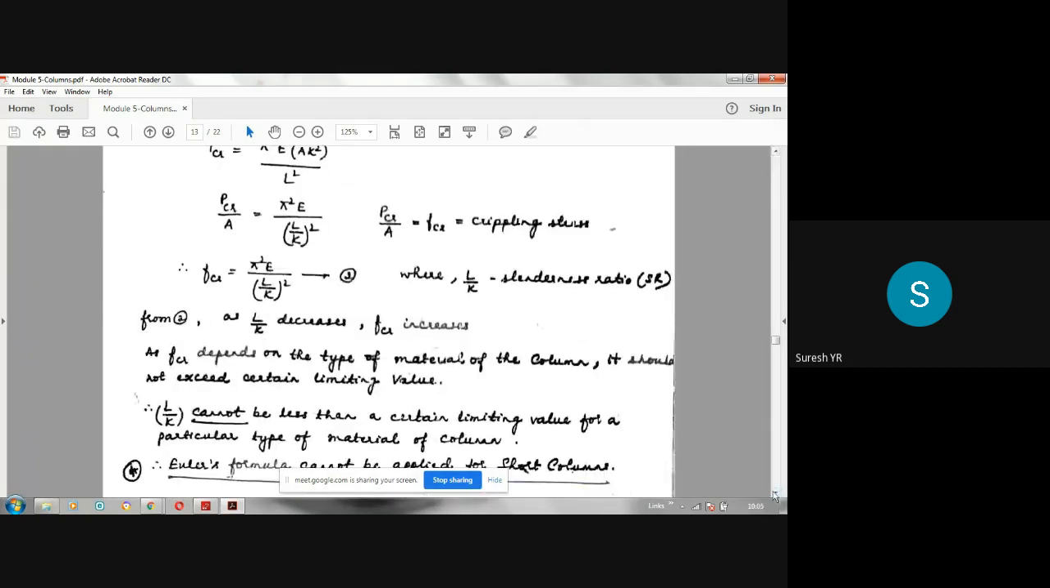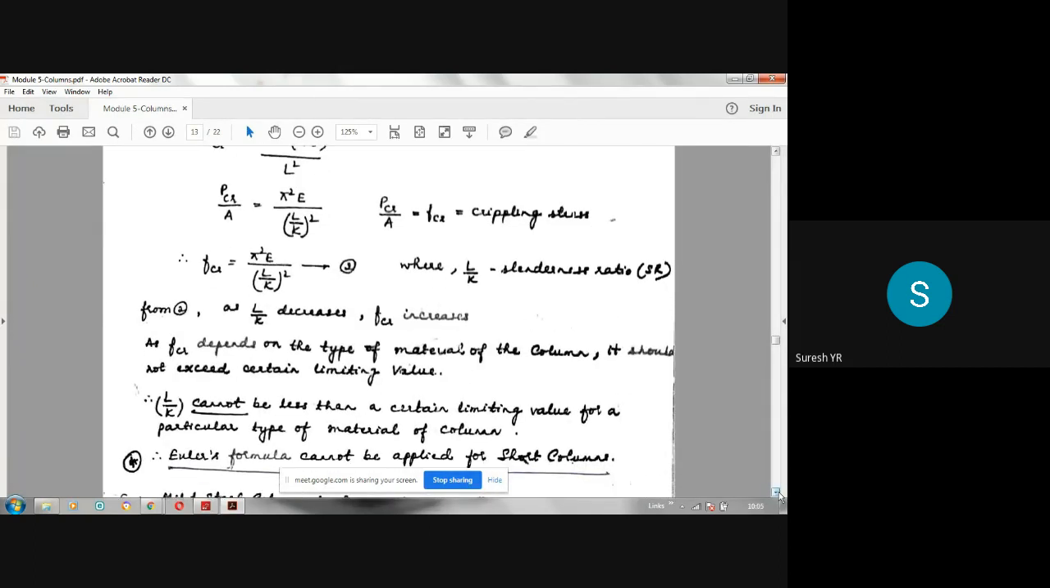So this we have already defined. Earlier also I had explained about the slenderness ratio when I classified the columns based on the slenderness ratio value as short column, medium or intermediate column, and long column. We used that word slenderness ratio. This L by K. L is the effective length of the column. K is the radius of gyration of the column. This ratio is known as slenderness ratio.